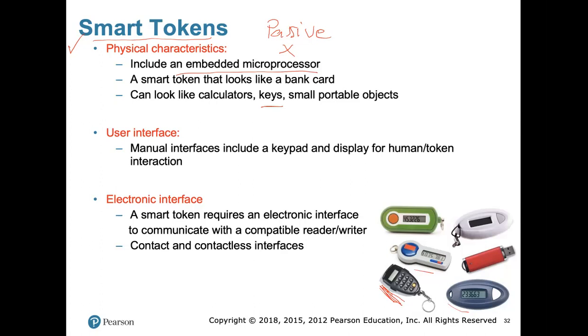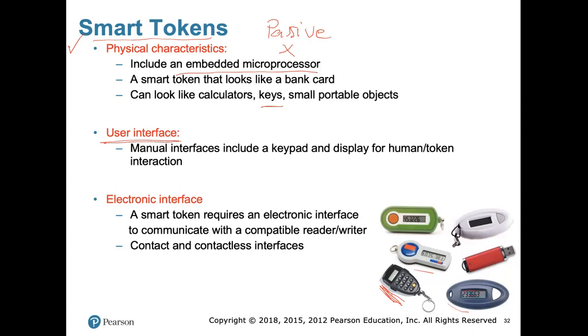Another important feature of smart tokens is that they should have some type of user interface, because they are smart. They are supposed to conduct some type of interaction between the client and the authentication server. For that multi-step or multi-level interaction, the user should be involved at some point. So we say that there are some interfaces between the device and the user. Here, for example, on these examples, is the interface.